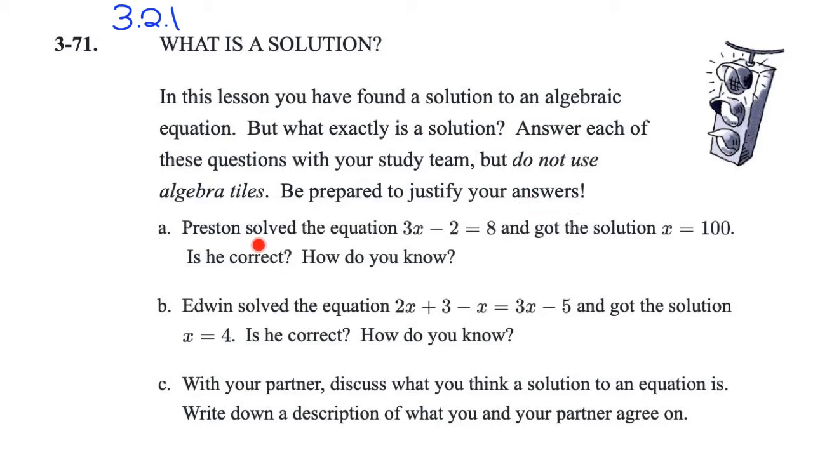Letter A. Preston solved the equation 3x minus 2 equals 8 and got the solution x equals 100. Is he correct? How do you know? Letter B. Edwin solved the equation 2x plus 3 minus x equals 3x minus 5 and got the solution x equals 4. Is he correct? How do you know? And letter C. With your partner, discuss what you think a solution to an equation is. Write down a description of what you and your partner agree on. Please pause the video and try and answer these three questions.